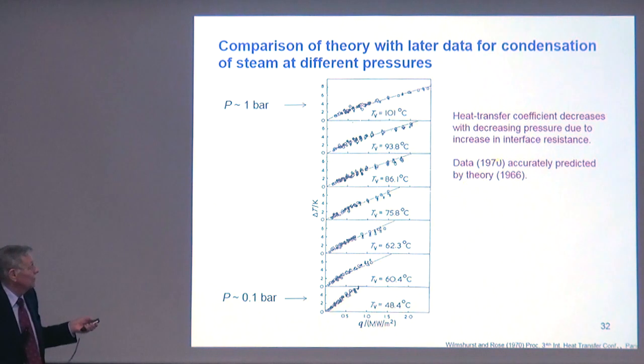These were data taken in 1970 in our lab for different pressures, from around atmosphere to 1/10 of an atmosphere. The theory, without any changes of any kind, fits these data almost perfectly. These are the same scale, so this line up here would be up here.